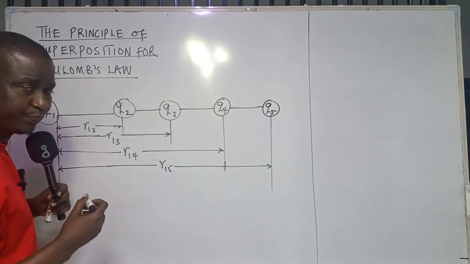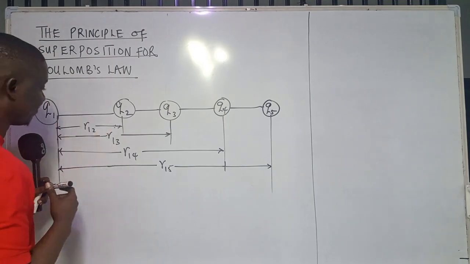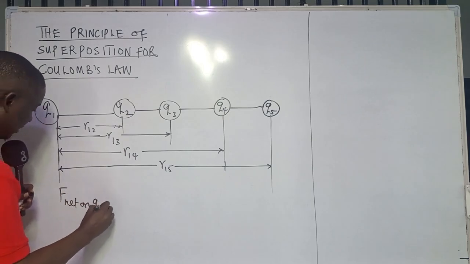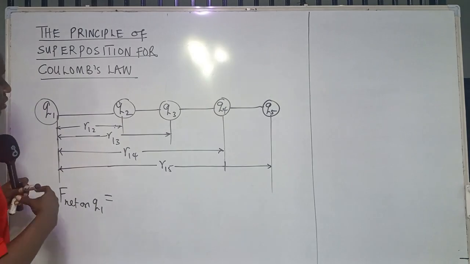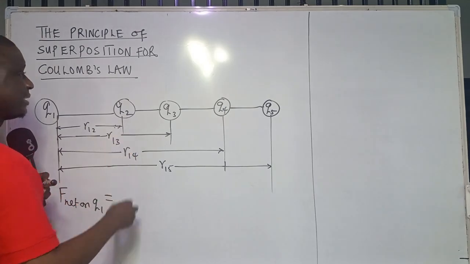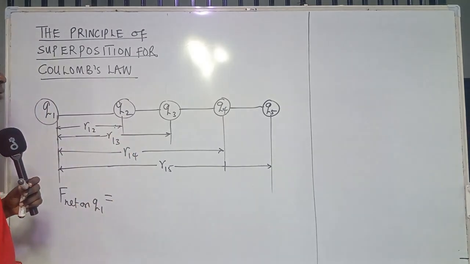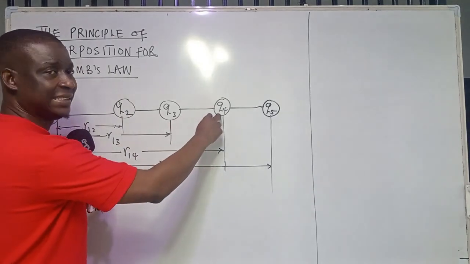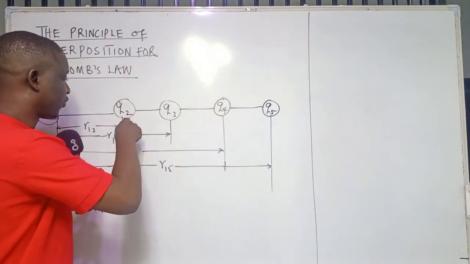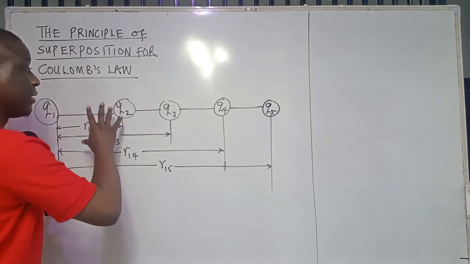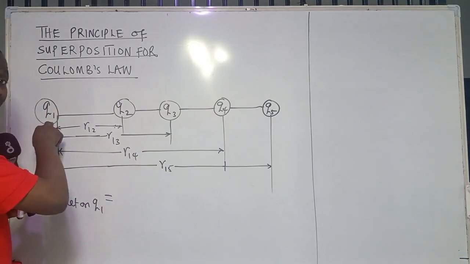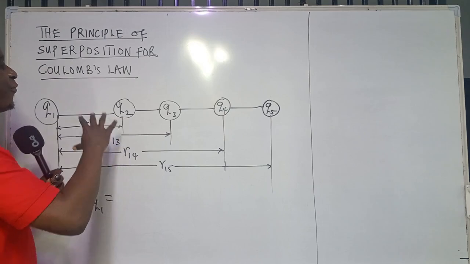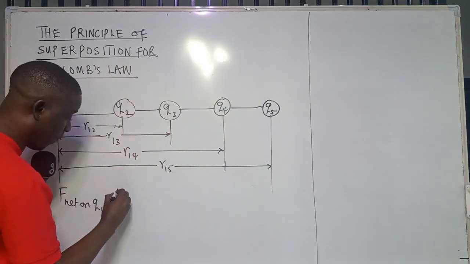Now, what superposition is saying is that the net force on Q1 is equal to what? The electrostatic force experienced by all other charges, individual charges. The force that will be acting on this charge. So that means the net force on Q1, which is the specific charge that we are talking about, is the vector sum.